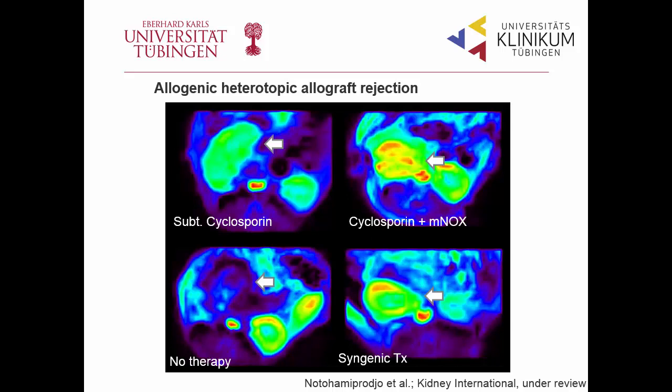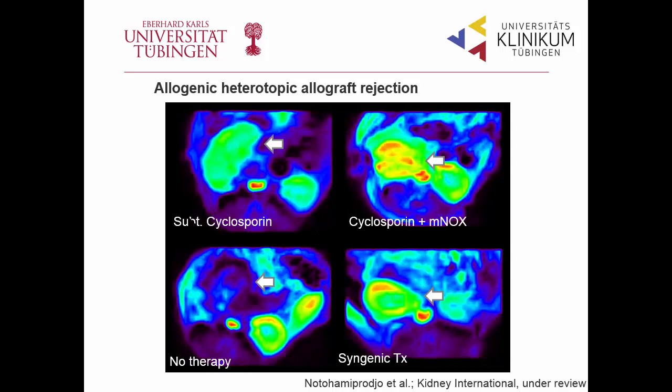And this is experimental work we have done in mice. And here we can see that DCE MRI can also distinguish between different types of allograft rejection. So this is complete full allograft rejection of the kidney. We don't see any or almost any perfusion in the transplant kidney.